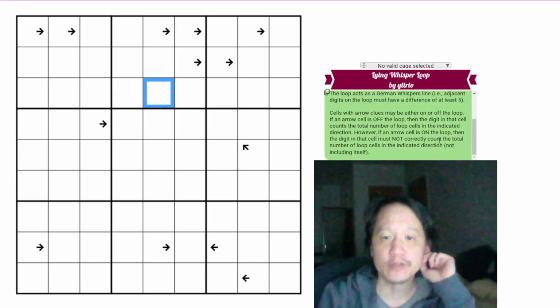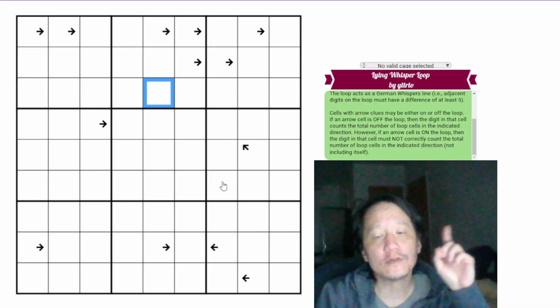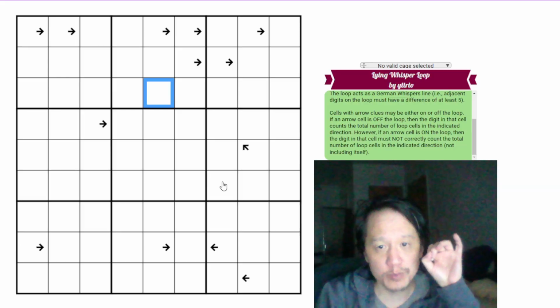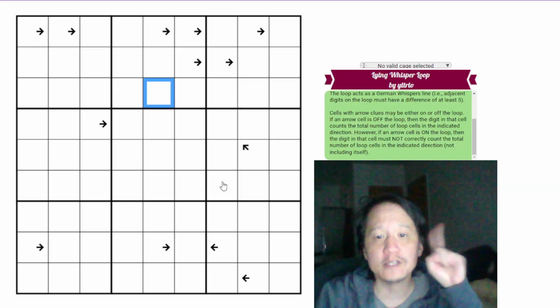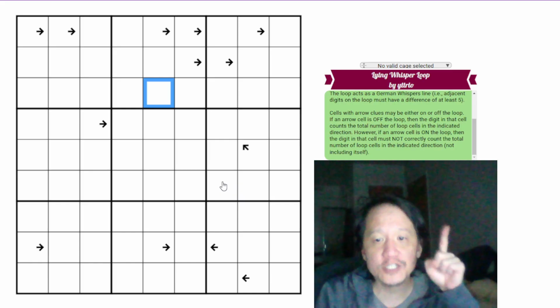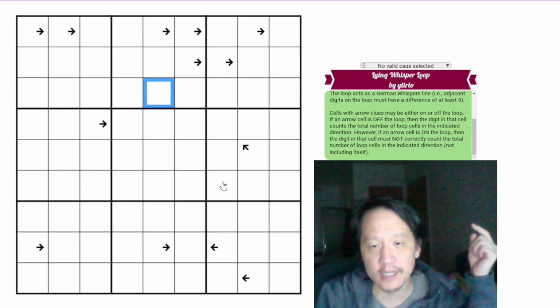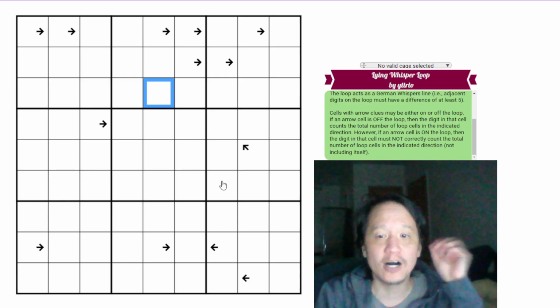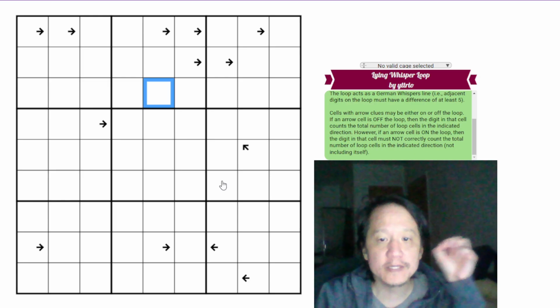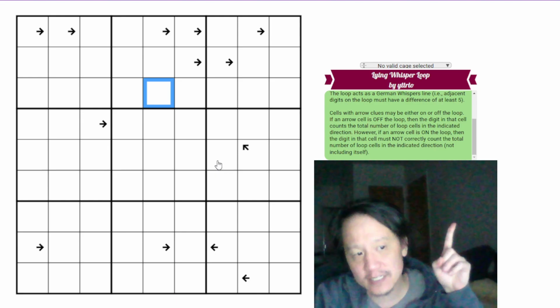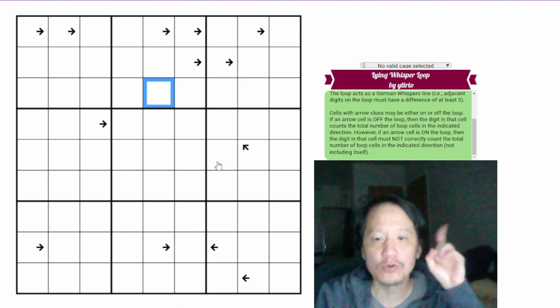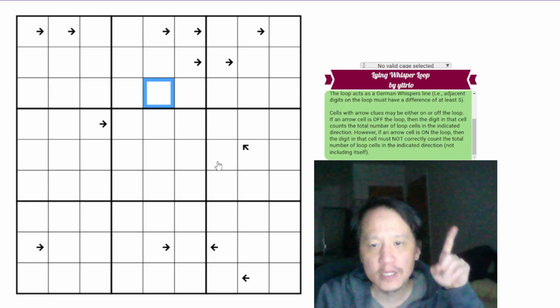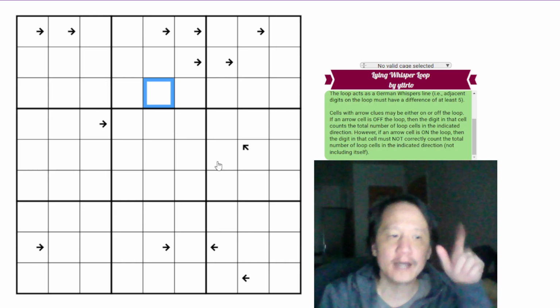So just remember that. Cells with the arrow clue may be either on or off the loop. If an arrow cell is off the loop, then the digit in that cell counts the total number of loop cells in the indicated direction. However, if an arrow cell is on the loop, then the digit in that cell must not correctly count the total number of loop cells in the indicated direction, not including itself.